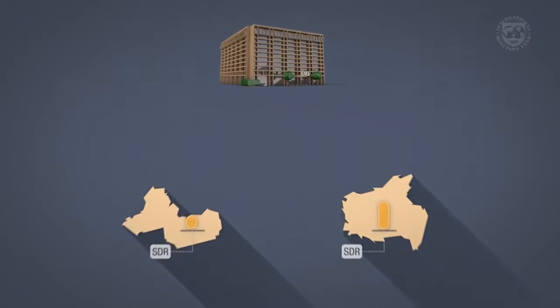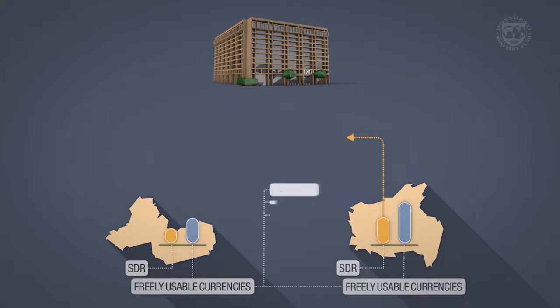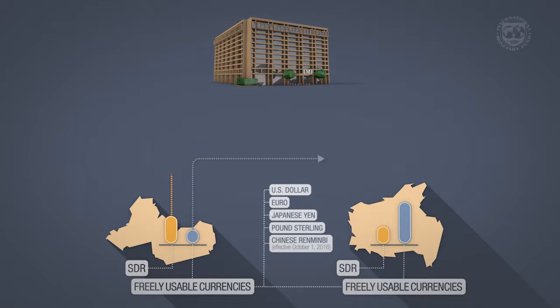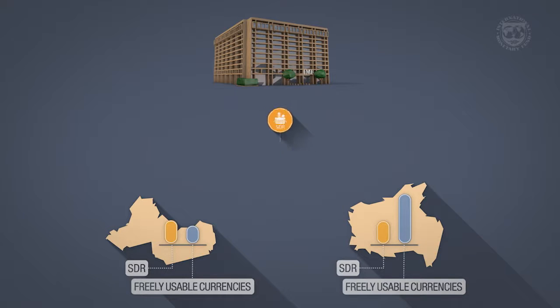These allocations provide each member with on-demand access to freely usable currencies. Members can exchange SDRs for freely usable currencies from other members to meet a balance of payments need or to adjust the composition of their reserves. The SDR is therefore not a currency, nor a claim on the IMF, but a potential claim on the freely usable currencies of IMF members.